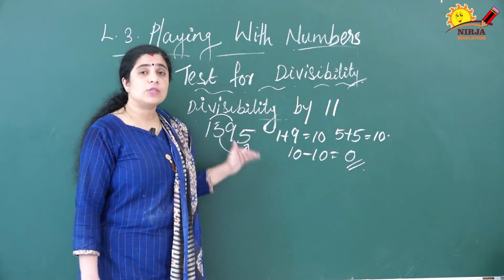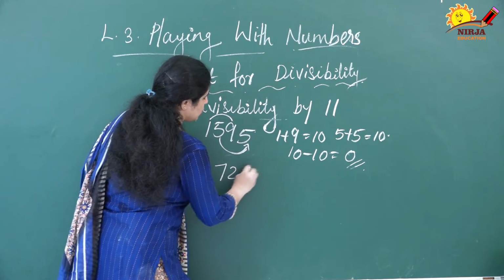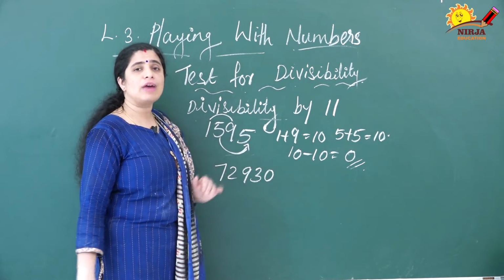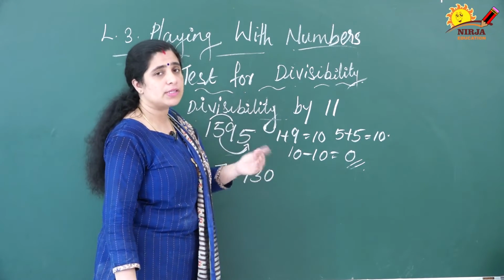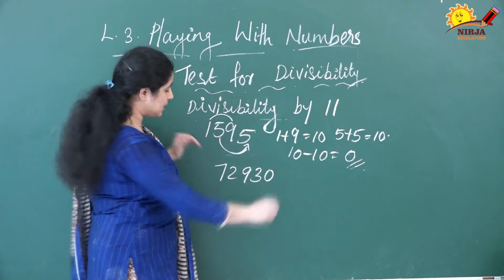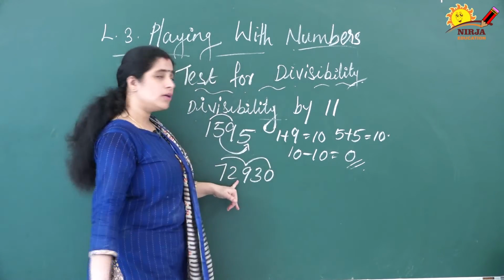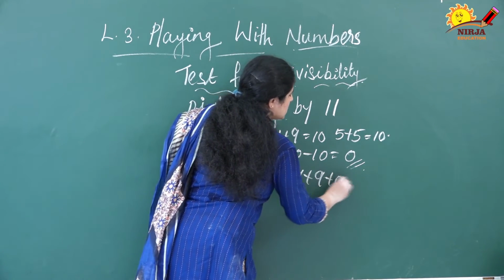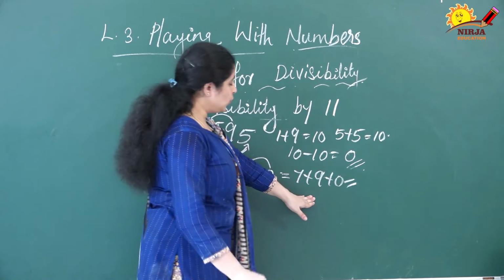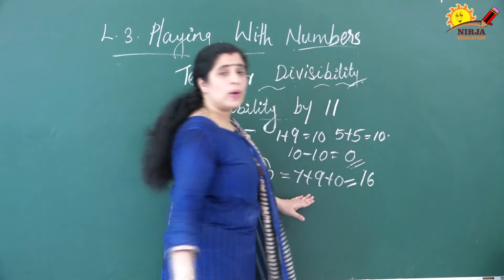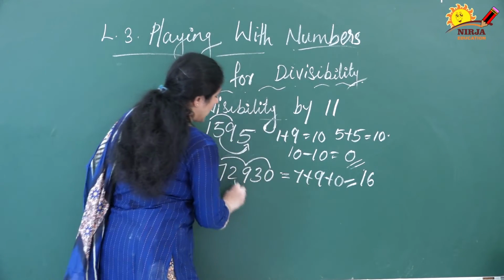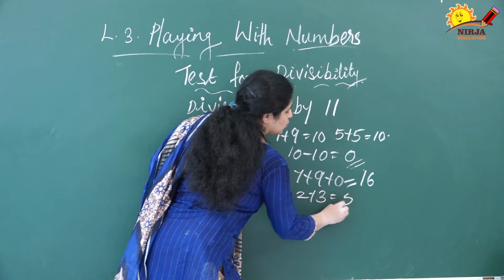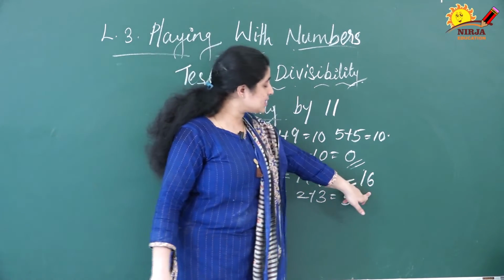Again we are discussing this with another example. 72,930. This is the number I have taken here. First you have to take the sum of the alternate numbers, that means sum of the numbers in the alternate places. 7, 9 and 0. You have to find the sum of these three numbers. 7 plus 9 plus 0. 7 plus 9 you will get 16. 16 plus 0 you are getting 16 only. Now you are having 2 and 3. So 2 plus 3 is equal to 5. So the sums you got are 16 and 5.